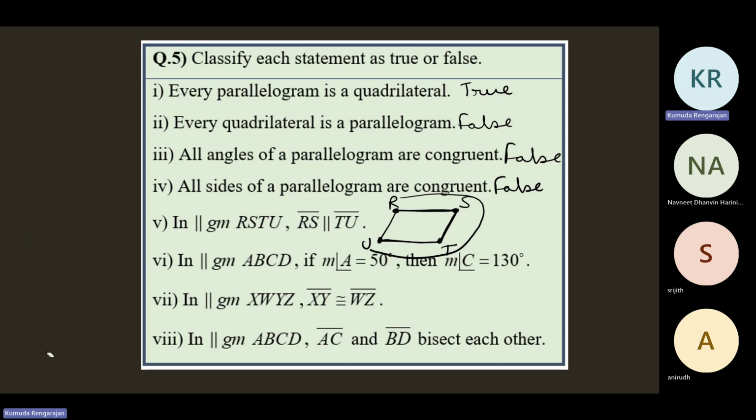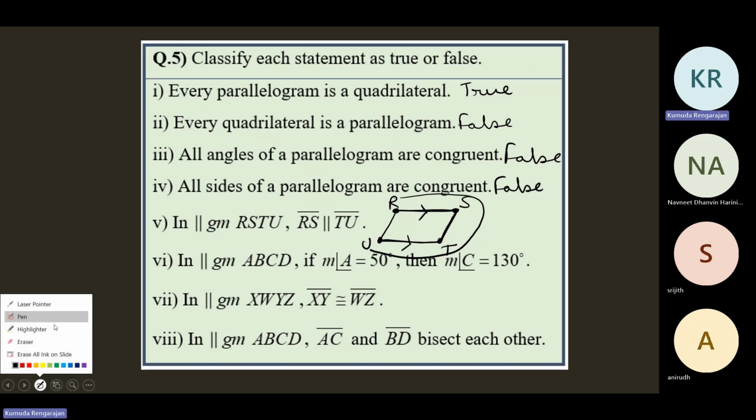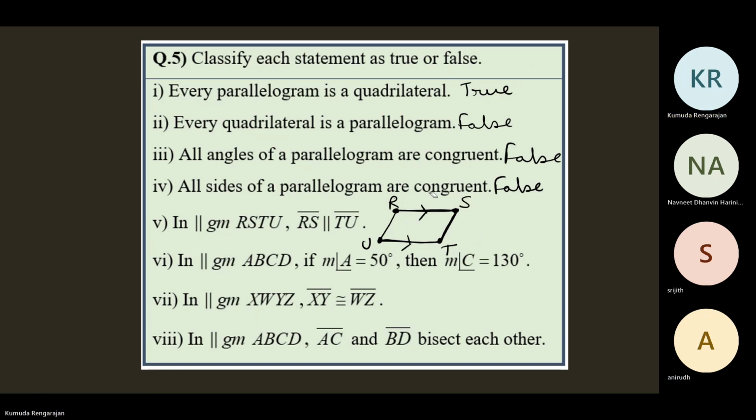You must mark the vertices in the clockwise or anti-clockwise direction. So see R, S, so T here and U here. Now RS is parallel to TU. Correct? True or false? In parallelogram RSTU, not in quadrilateral, in parallelogram. Is it true or false? Ma'am, true.